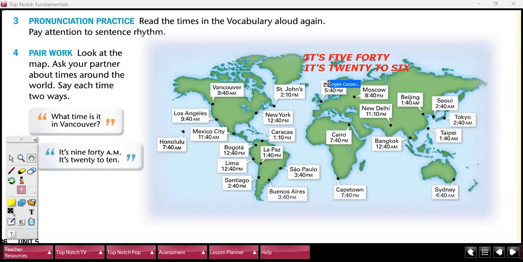Vamos a ver. Acá, London. What time is it in London? It's 5:40, las 5:40 o 20 para las 6.